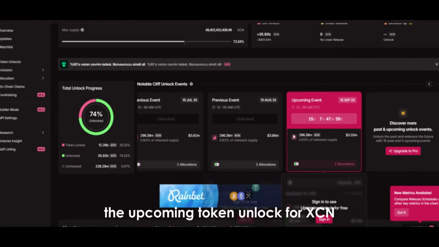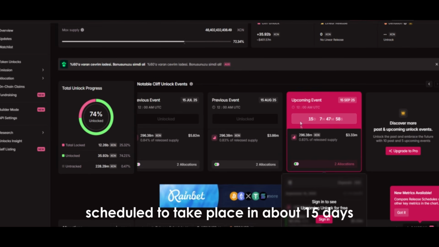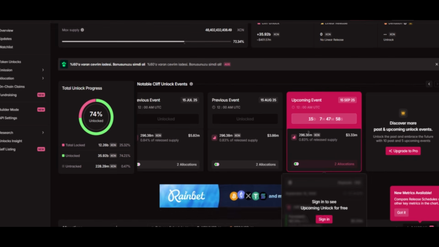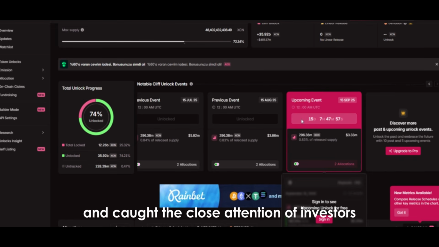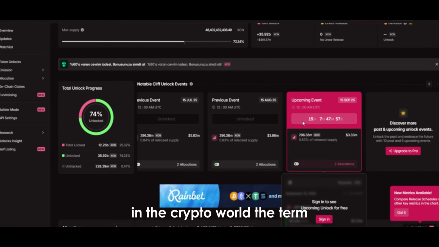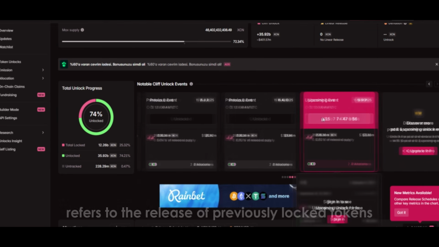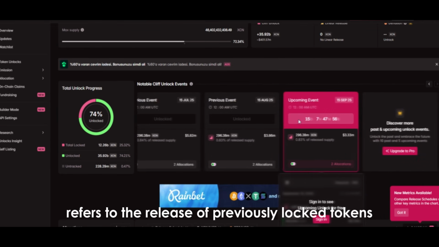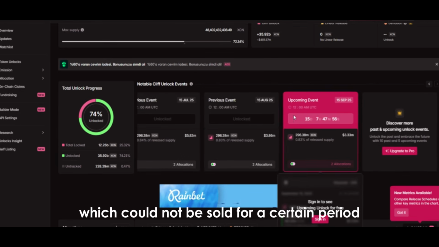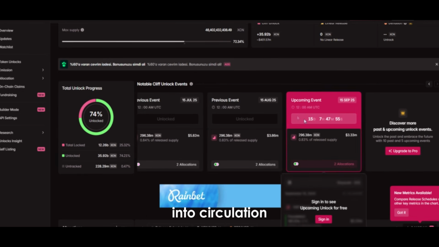The upcoming token unlock for XCN, scheduled to take place in about 15 days, is a development that has generated significant curiosity in the market and caught the close attention of investors. In the crypto world, the term token unlock refers to the release of previously locked tokens, which could not be sold for a certain period, into circulation.